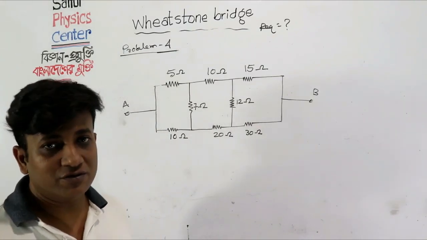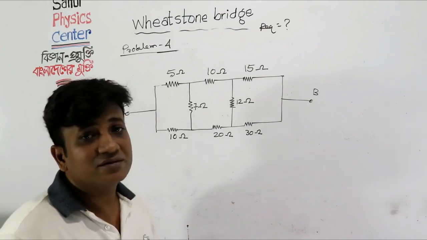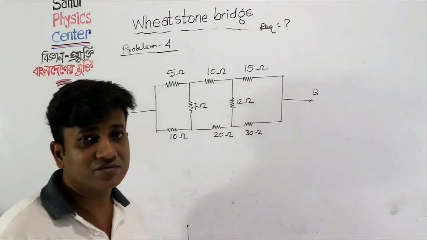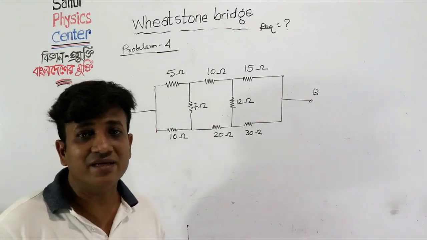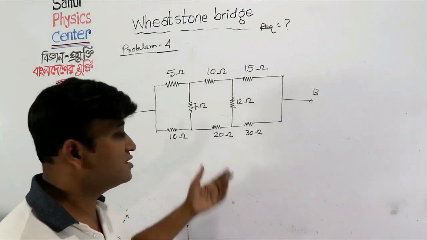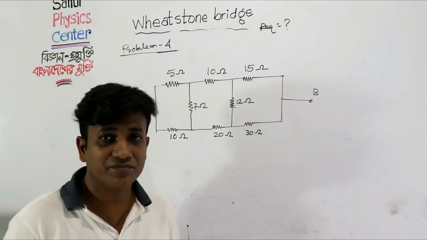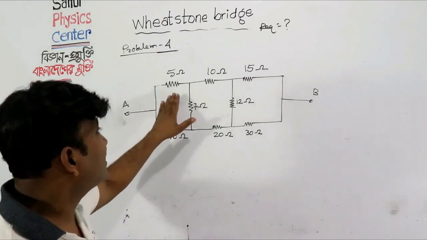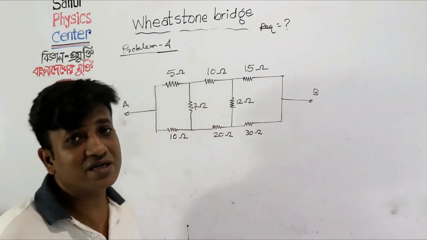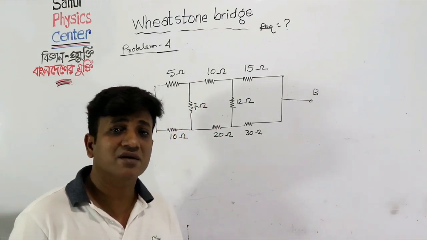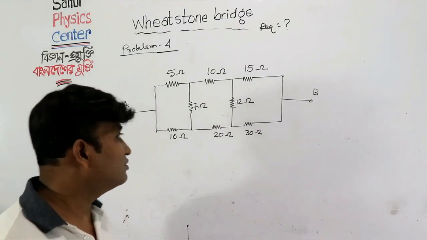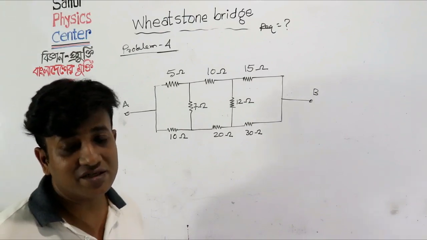Now the problem 4. Here the circuit is given. You have to calculate the equivalent resistance. This circuit looks like a ladder. That's why this circuit is also called a ladder circuit. If we analyze this circuit, we see that these resistances are not connected in series nor in parallel. How can we calculate the equivalent resistance of the circuit?